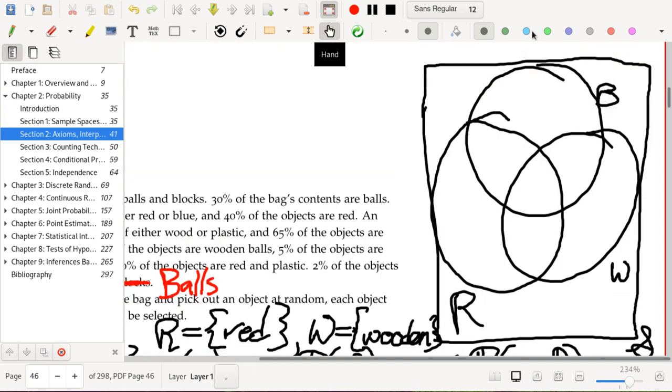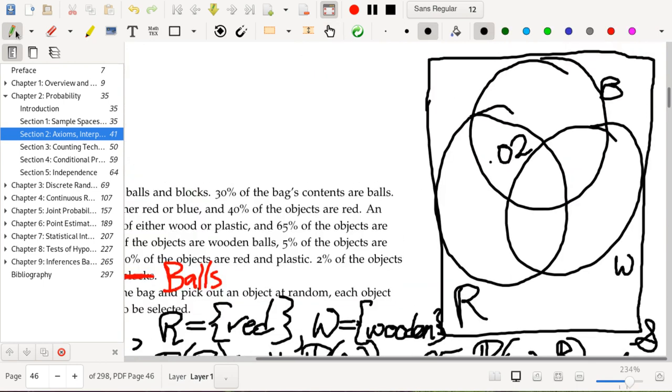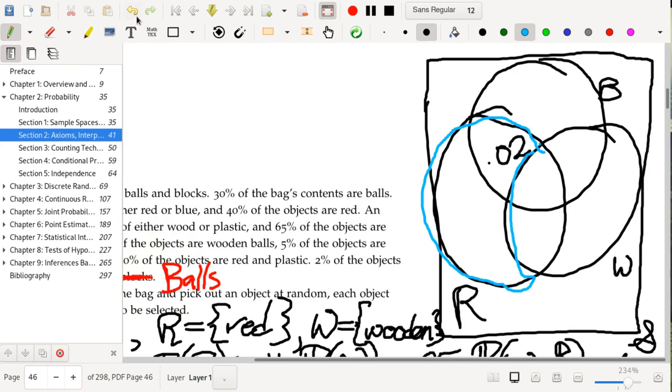Where is that on our Venn diagram? You are in R, you are in B, but you're not in W. So that actually corresponds to the blue region. The probability of the blue region, according to the problem, is 0.02. All right. Next up, what is the probability of being red and plastic? That corresponds to being in the red region, but not in the W region, so that's going to correspond to this blue area. We know that the probability of being red and plastic is 0.2, but we've already got a 0.02. So in the other part, we're going to be left with 0.18. So the probability of being a red plastic block is going to be 0.18.